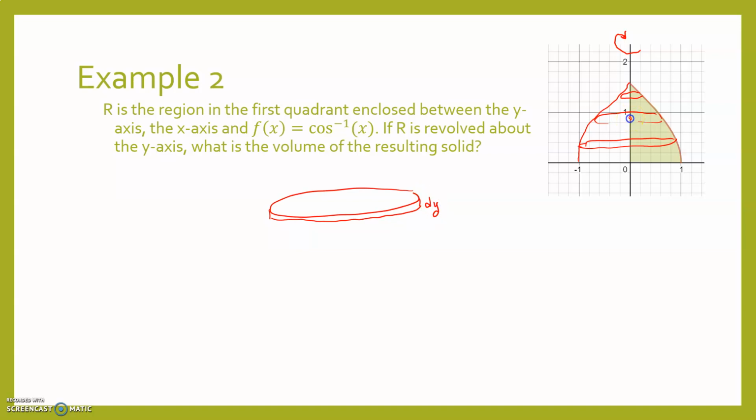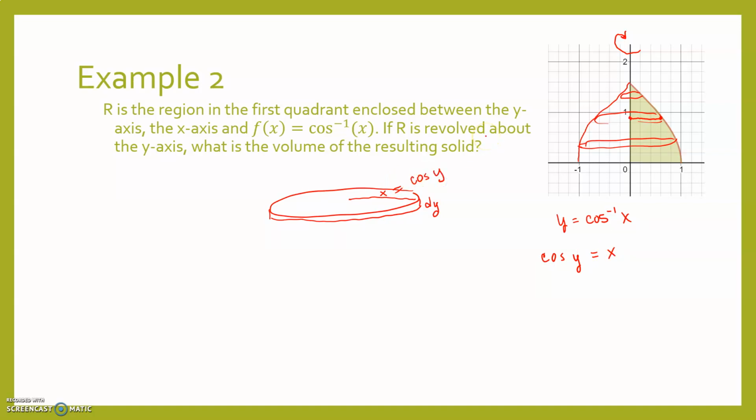The radius is going to be the distance from the y-axis out to the curve, which would be the x-coordinate. So the radius would be x, but we don't want it to be in terms of x. We want it to be in terms of y. So we're going to take a look at our definition of our curve, y equals cosine inverse of x, and we're going to solve that for x. We could take the cosine of both sides. So our radius is going to be cosine of y.